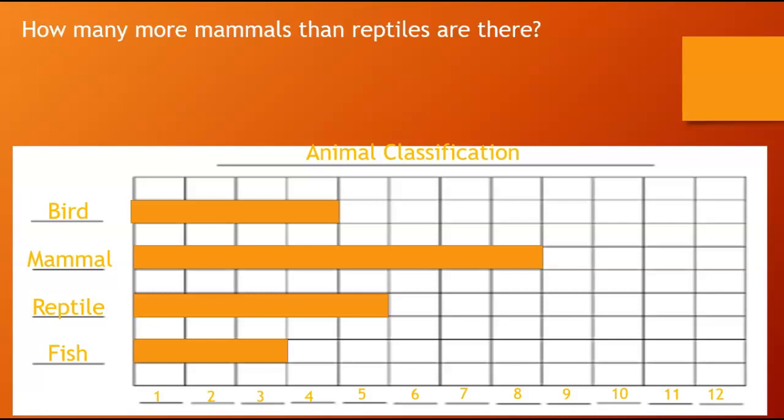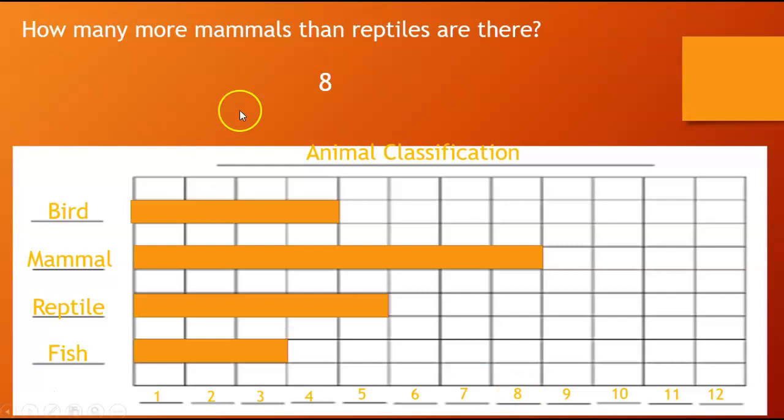Now we can go ahead and answer some questions using this graph. It says how many more mammals than reptiles are there? So how many mammals do we have? Well, let's look at our graph. If we go all the way over here, looks like we have 9 mammals, or sorry, 8 mammals. So let's write 8.